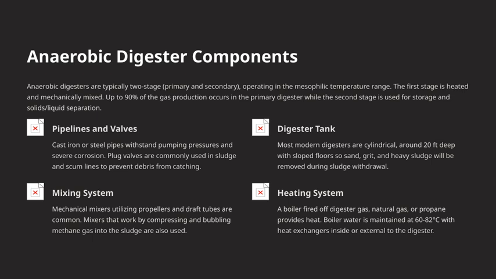Now let's discuss the digester tank itself. Most modern digesters are cylindrical, typically around 20 feet deep, with sloped floors. This design helps when it's time to withdraw sludge because it allows sand, grit, and heavier solids to settle and be removed easily, keeping the tank clean and functioning optimally.